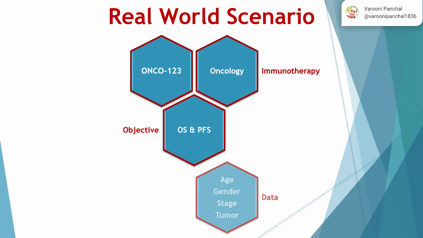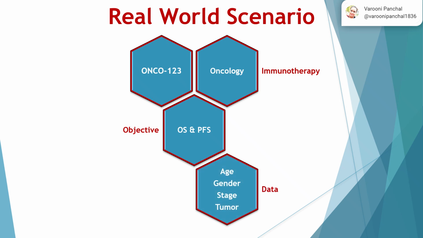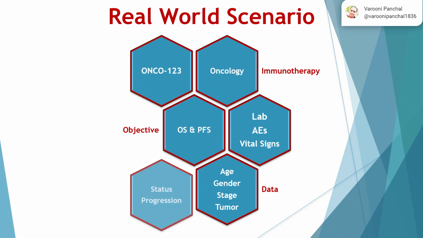Data collected: patient demographics, e.g., age, gender, cancer stage. Tumor assessments via imaging like CT scans. Lab reports, e.g., blood counts, biomarkers. Adverse events, AEs, and vital signs. Survival status and dates of progression.